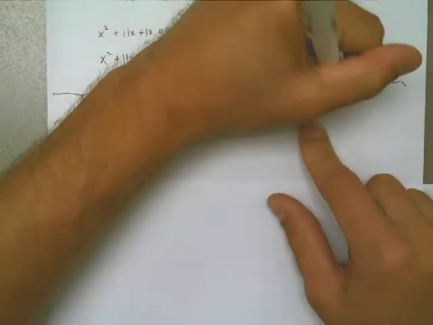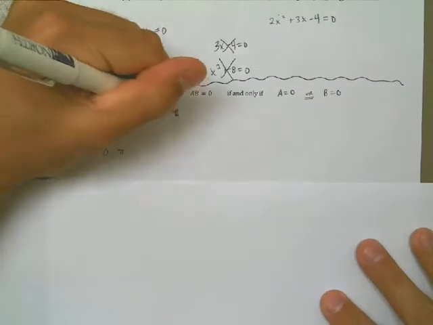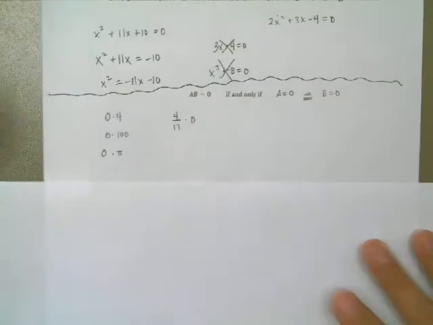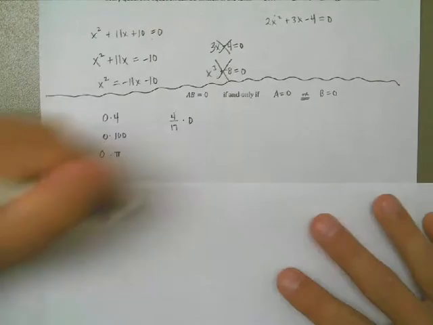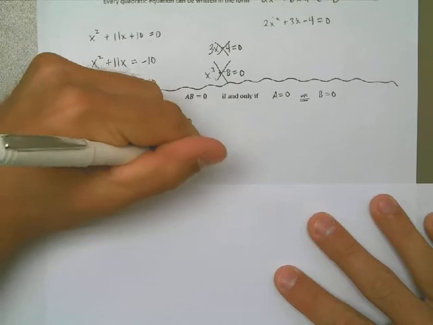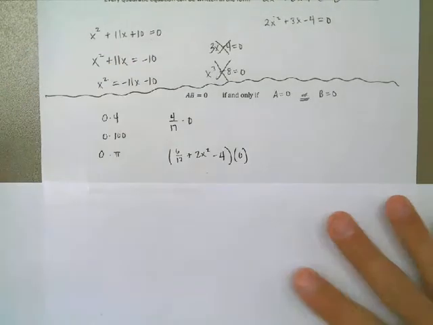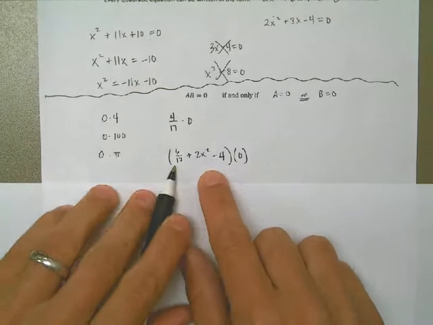So here, let's get weird. 4/17 times 0. Can you do fractions? Can you do big numbers? Here we go: 6/13 plus 2x squared minus 4, and I'm going to take that whole thing and multiply it by 0. Well, guess what? I don't care what this chunk is, because that's a 0, the whole thing ends up being a 0.